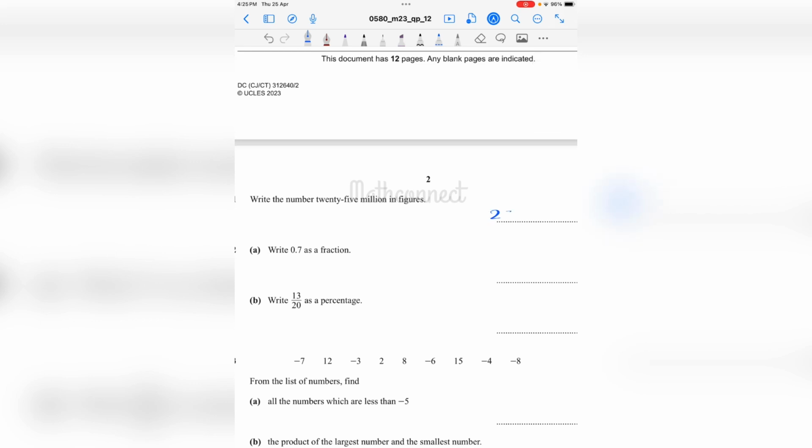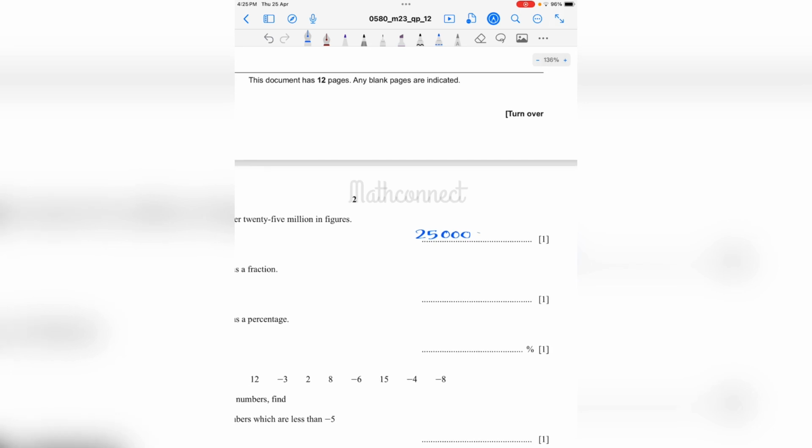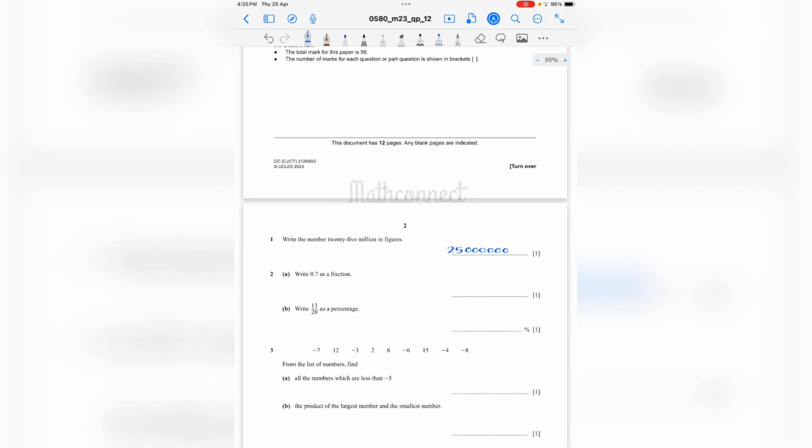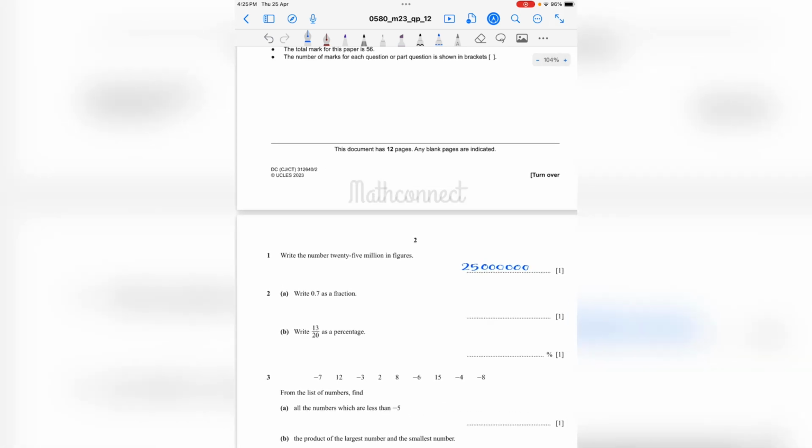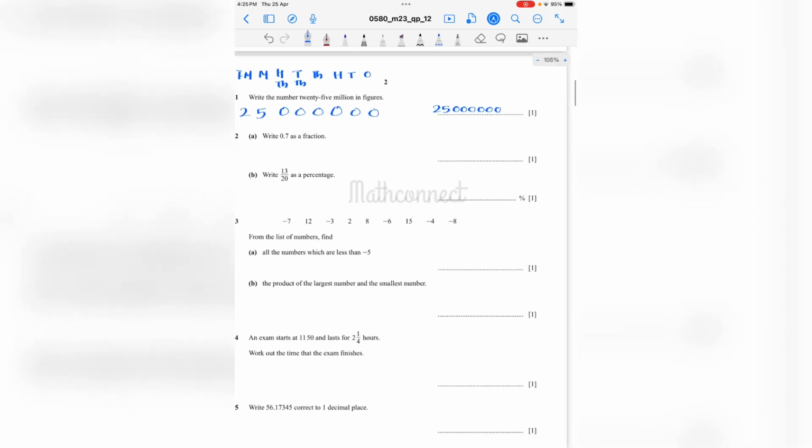So 25 and 6 zeros, or you can also write the place value grid in case you have confusion. Ones, tens, hundreds. So 25 million and the rest should be filled with zeros. If you have any confusion, you can also use the place value grid to guide you.